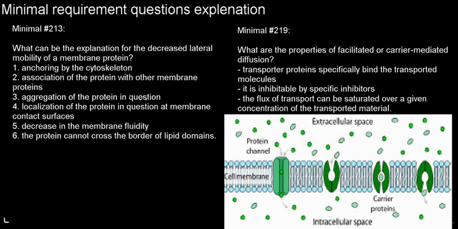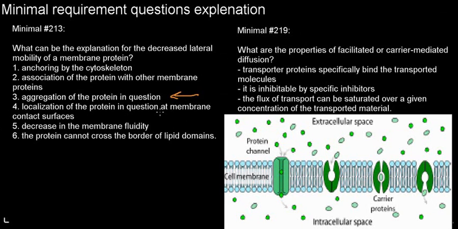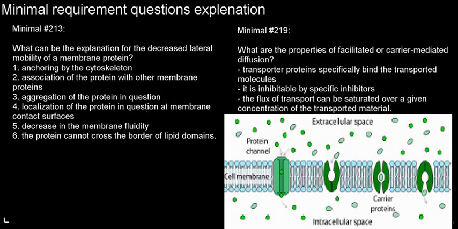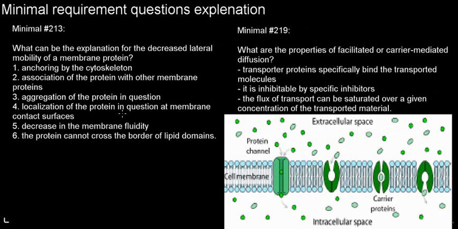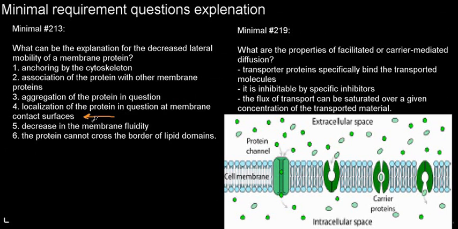Aggregation of the protein in question, this is basically all that it means. If the protein is being aggregated, then its mobility and its functions are subjected to change. Localization of the protein in question at the membrane contact surfaces. And again, this is not really something that can be interpreted. It's just that proteins move around. And if they move around, and we're talking about a specific protein that has a contact surface at a given point, and that contact surface limits its motion, then its lateral mobility is going to decrease.